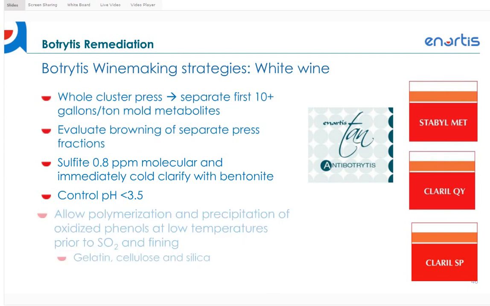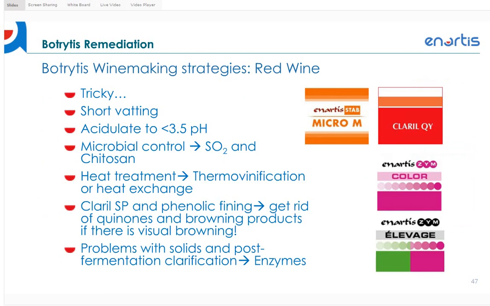Now for red wine, this is a little bit more tricky. You want to apply short vatting, so limit your maceration time. You cannot practice extended maceration with Botrytis infected fruit. You're going to want to adjust your pH, of course, and then microbial control utilizing a combination of sulfur dioxide and chitosan is critical for limiting the activity of laccase, which can cause subsequent browning.